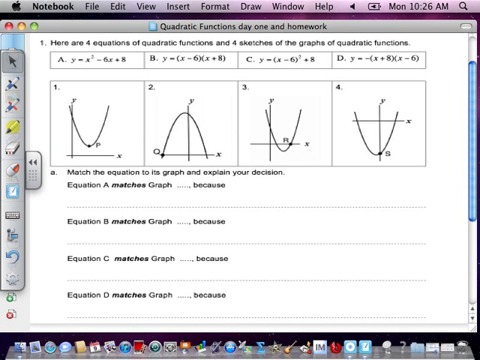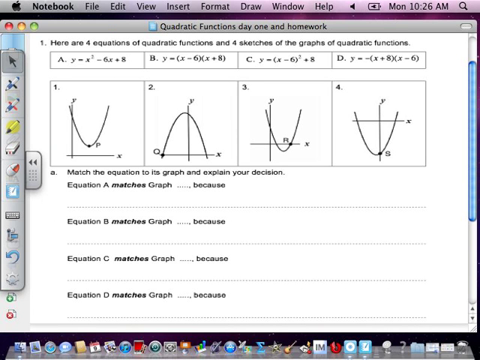The first thing I do when I'm looking at these is I know A is not in factored form, it's in standard form. B is in factored form. C is in vertex form. And D is in factored form, and D has a negative in front of it. Then I look at number 1, and I see that it never crosses the x-axis, so I know it doesn't have any real roots.